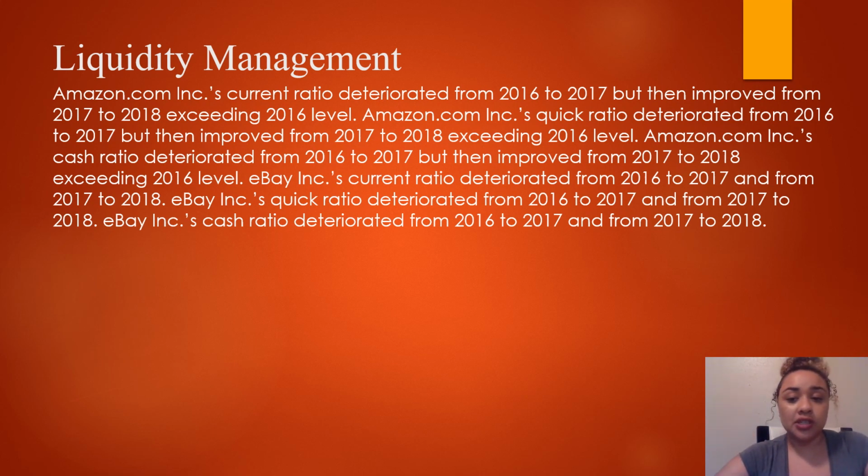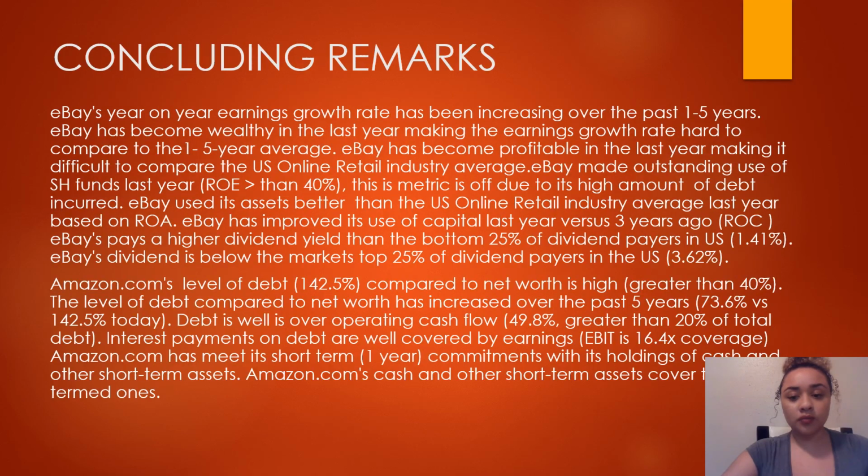eBay's current ratio deteriorated from 2016 to 17 and from 2017 to 18. Their quick ratio deteriorated from 2016 to 17 and from 2017 to 18. And eBay's cash ratio deteriorated from 2016 to 17 and from 2017 to 18. So they are more so declining when it comes to their liquidity management, as far as how they are moving cash through their operations.